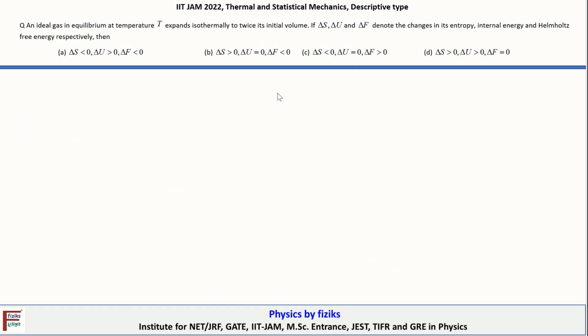So the statement is, an ideal gas in equilibrium at temperature T expands isothermally. So we are given an ideal gas undergoing isothermal expansion. That means for an isothermal expansion dT is equal to 0. And because it's an ideal gas, if dT is equal to 0, then dU is also 0, because for an ideal gas the total internal energy is purely kinetic in nature, and if temperature doesn't change, then dU is also going to be 0.